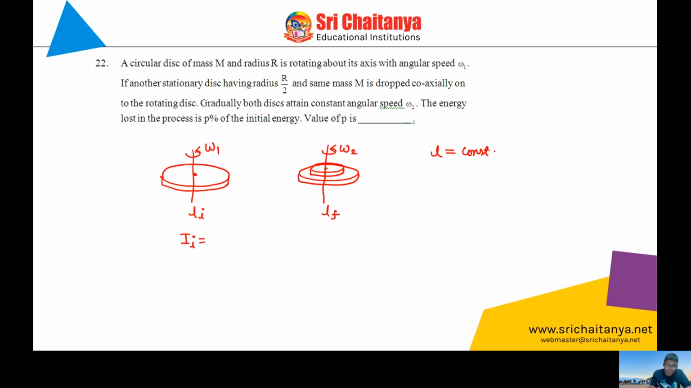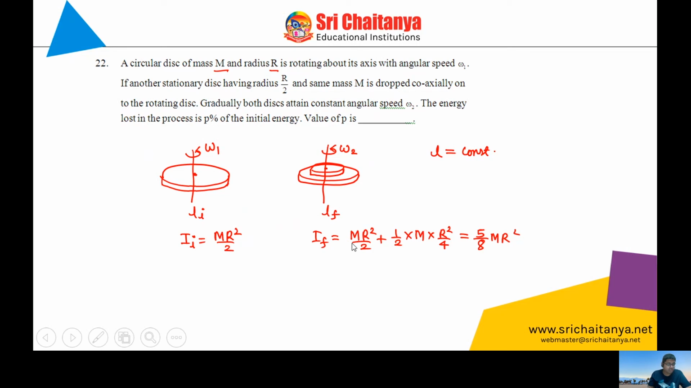Here you also need to understand the moment of inertia of the system. Initially we have only one disk of mass m and radius r, so the moment of inertia would be mr square by 2. Finally we have two disks. The first disk has mr square by 2 as moment of inertia, and the second disk has half, its mass is m only, and its radius is r by 2, so that would be mr square by 4. Solving it, you will simply get 5 by 8 mr square. So this is the initial and final moment of inertia.